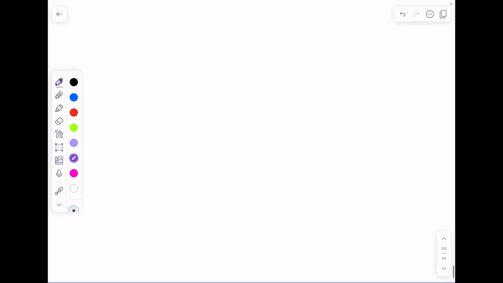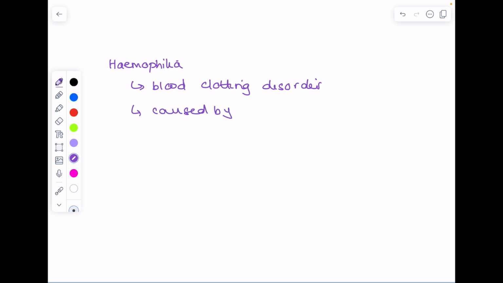We're now going to move on to discuss haemophilia. Now, haemophilia is a blood clotting disorder. It's caused by a recessive allele. That recessive allele is located on the X chromosome only, so it is a sex-linked disease because it's located on the X chromosome.